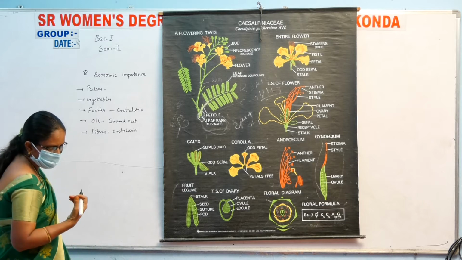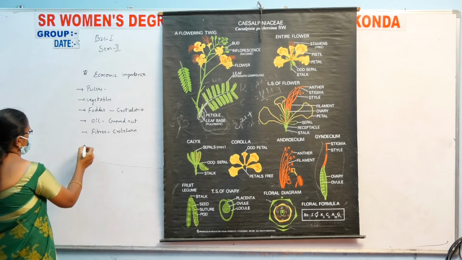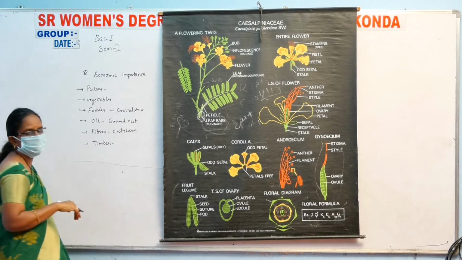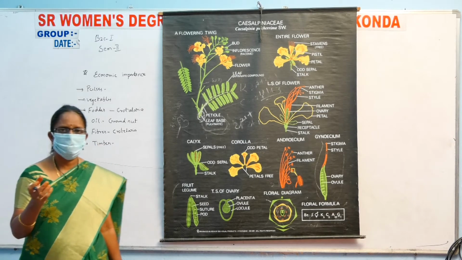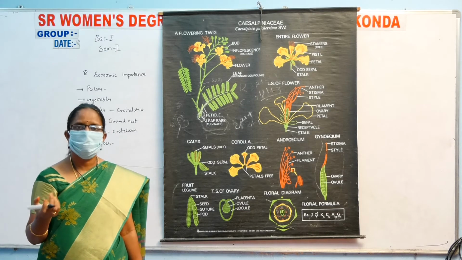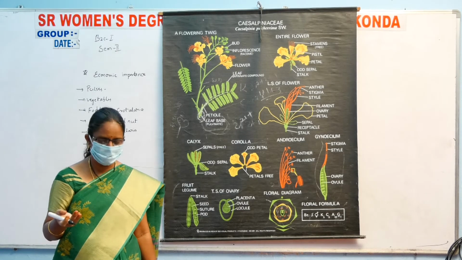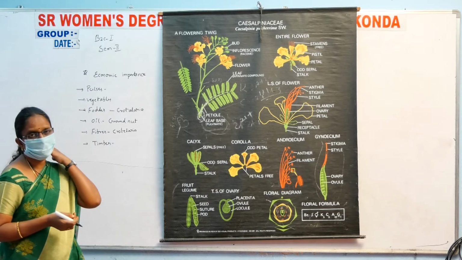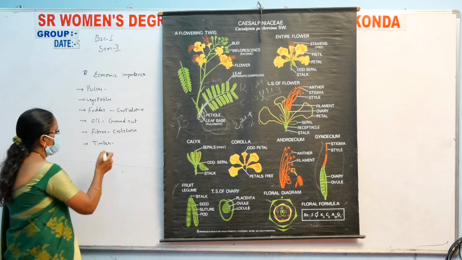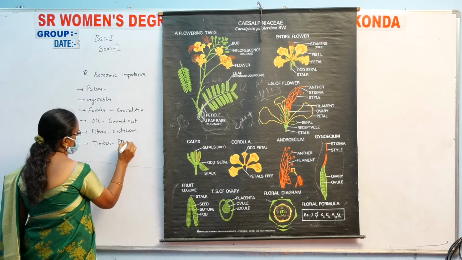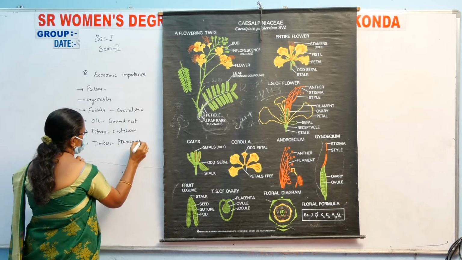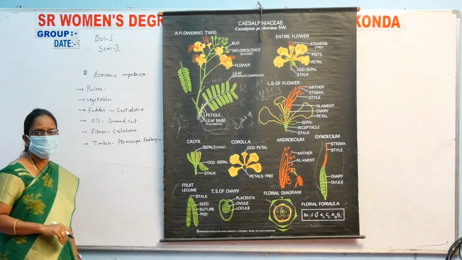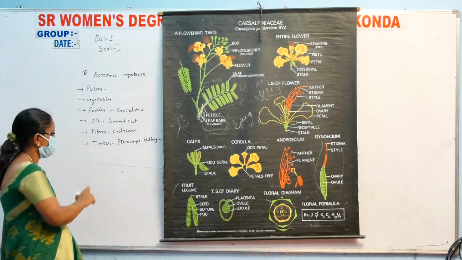And next one is timber. The wood of the Fabaceae plants is used in the preparation of furniture, tables, chairs. These are the examples. For example, the timbers Pterocarpus and Dalbergia are also used.